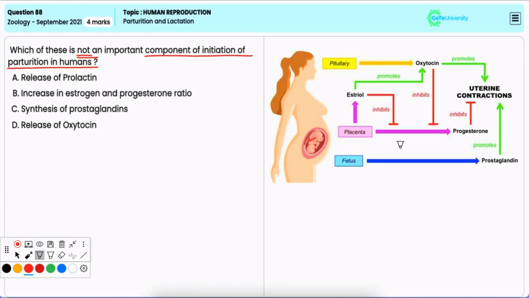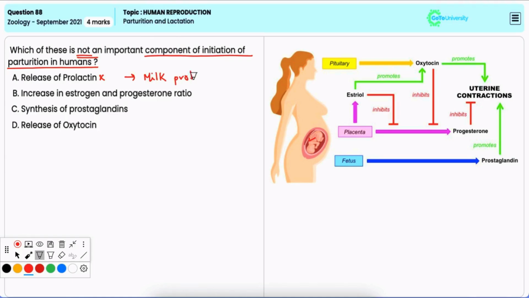Now, coming to option A, release of prolactin. It is not an important component of parturition. Prolactin is primarily responsible for stimulating milk production after childbirth. Hence, it is the correct answer.